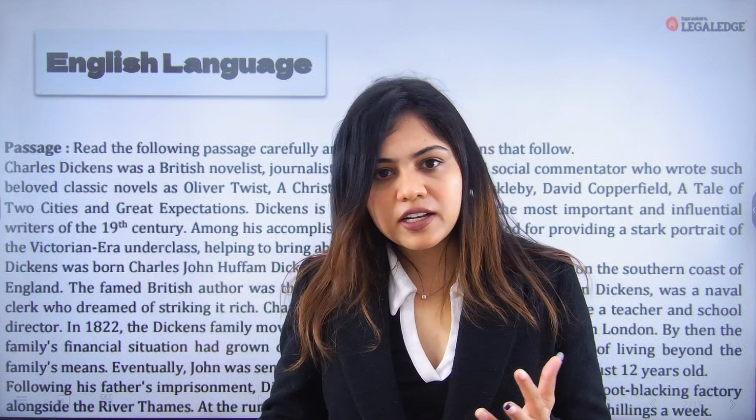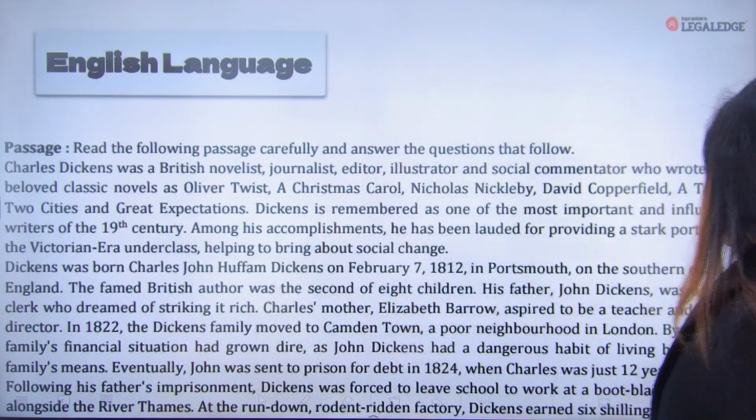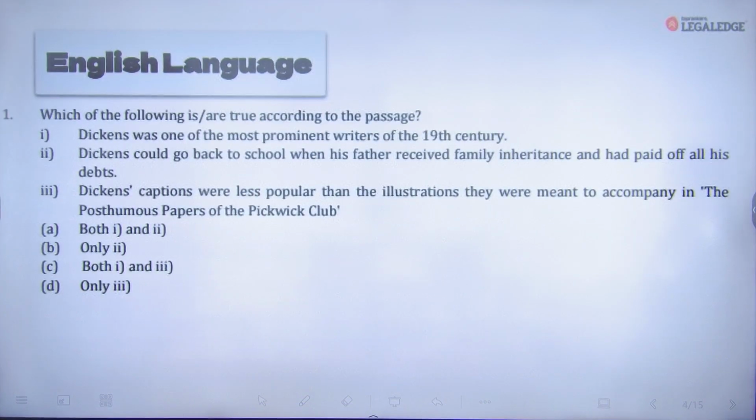The first passage is a literary passage, and it's written as a biographical account of Charles Dickens' life. Charles Dickens is one of the most famous writers that has ever lived, and that is what you're going to read about today in the first passage. So please see the questions first.